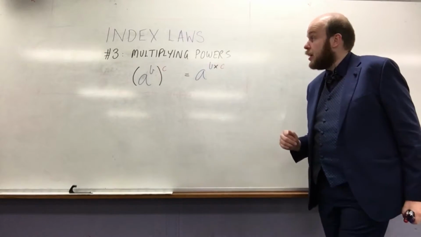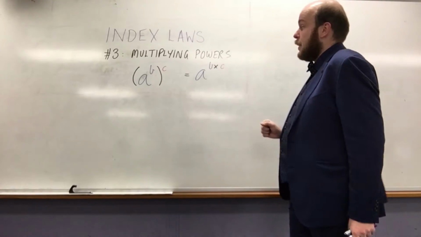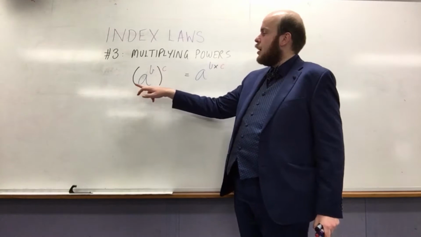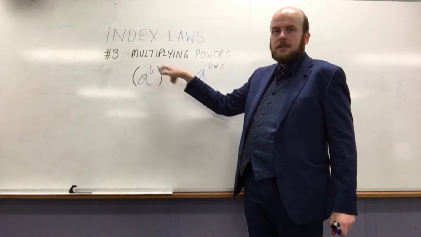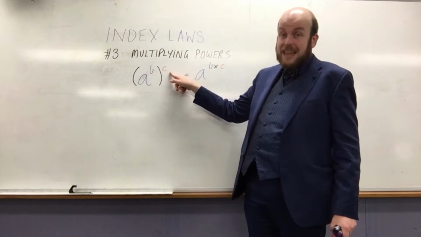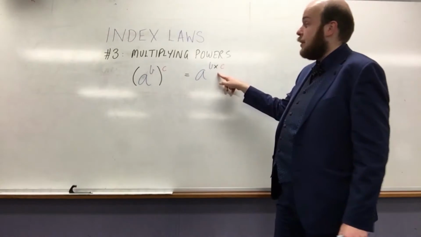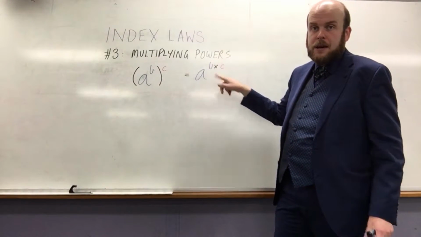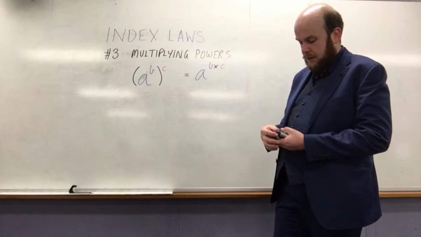Index law number three is about multiplying powers. So if I've got a number that's to the power of something inside a set of brackets, and I take that to a power, that's the same as multiplying the two powers. So let's go and prove that, shall we?